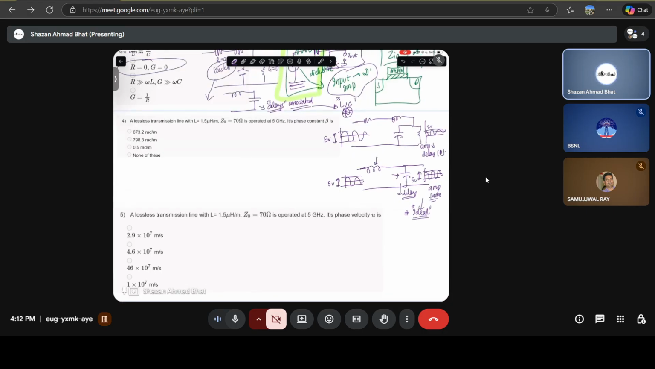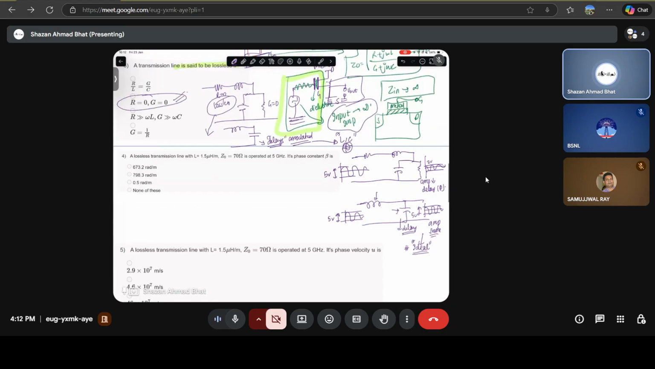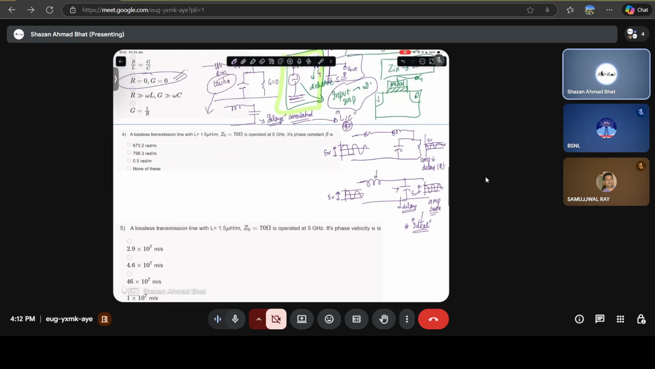But ideally it's going to be similar. So this is the scenario. A lossless transmission line with inductance is given, characteristic impedance is given, frequency is given. You have to compute the phase constant, which is basically beta. So how is beta related?